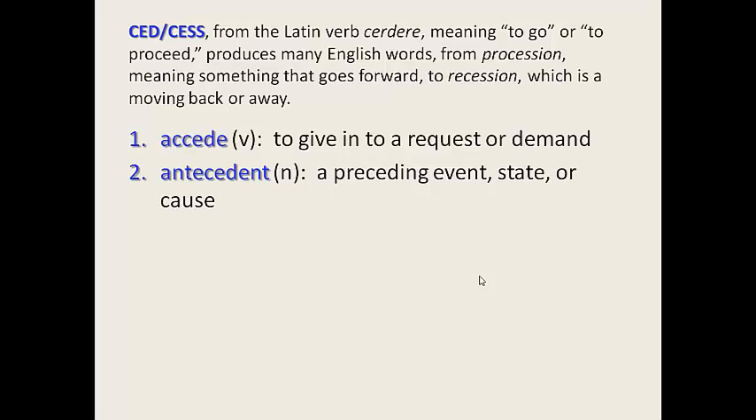Antecedent is a noun, and it's a preceding event, a state, or a cause. Some believe that the demanding terms of the Treaty for World War I led or were the antecedent of World War II. We also use the term antecedent with grammar. We say a pronoun's antecedent. So if I said Sally drove her car, my pronoun is her. The her refers to Sally. So the pronoun is her and the antecedent would be Sally.